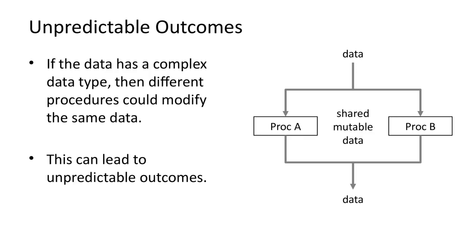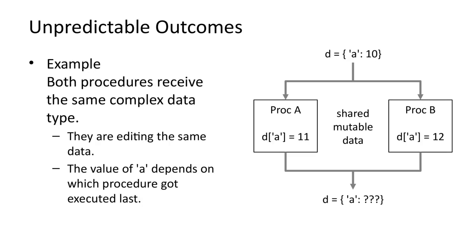If the data flowing through the graph has a complex data type, then certain issues may arise. Parallel nodes can be modifying the shared data at the same time, resulting in unpredictable results. For example, consider these two procedures. Each procedure can change the data inside the dictionary. One procedure changes the value of variable a to 11. The other procedure changes it to 12. The final value is now unpredictable, as it depends on which procedure got executed last.